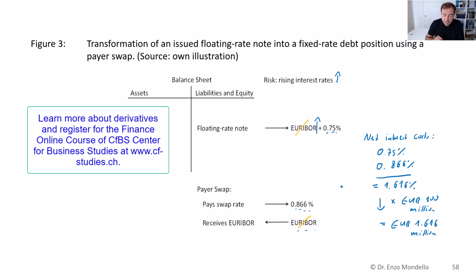With the help of the payer swap, the floating rate note is converted into a fixed rate debt position with a fixed annual interest cost of 1.616% or, expressed in a currency, 1.616 million euros, independently of whether interest rates rise or fall.